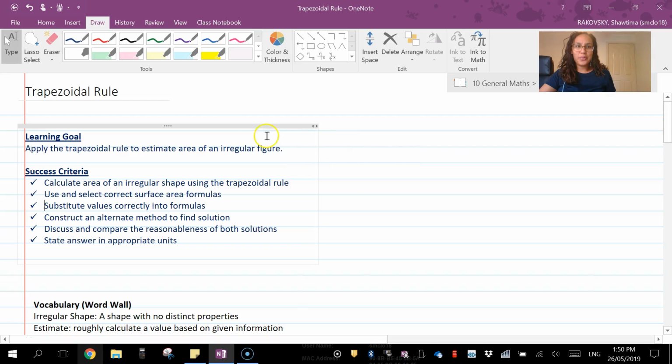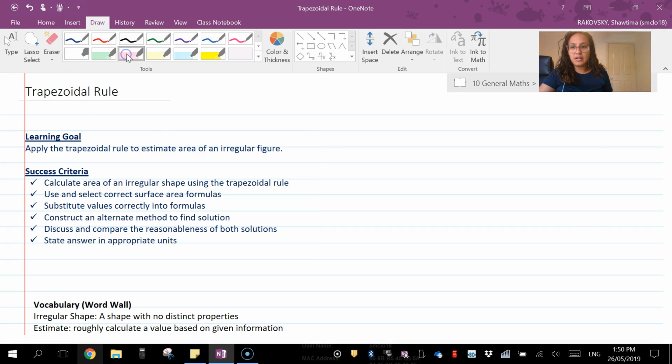Hey everyone, in this video we're looking at using the trapezoidal rule to find or estimate the area of irregular figures. In order to be successful, you're going to apply your trapezoidal rule using the appropriate values and substituting them in where they're required in your formula. And we're also going to look at in class constructing an alternative method, comparing, and stating your answer in appropriate units.